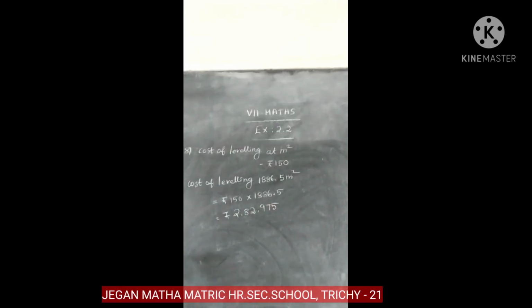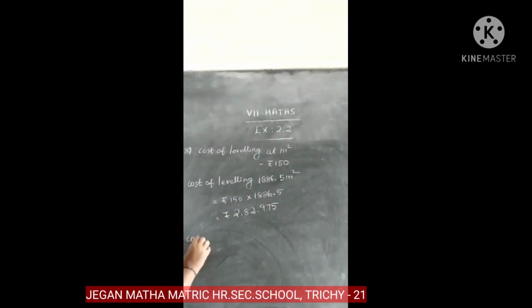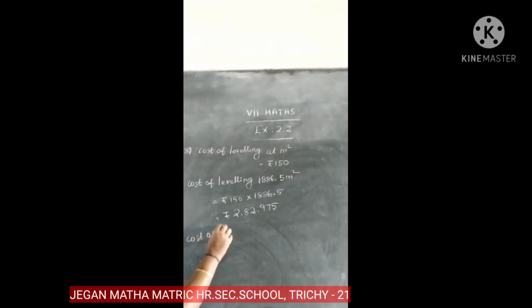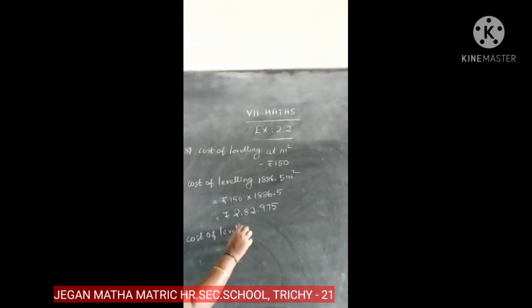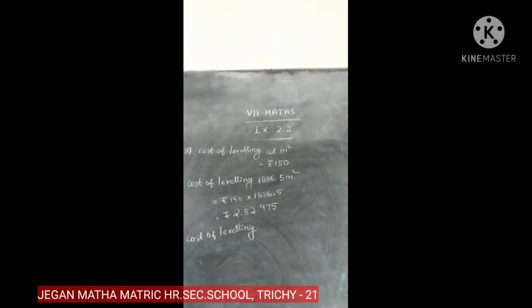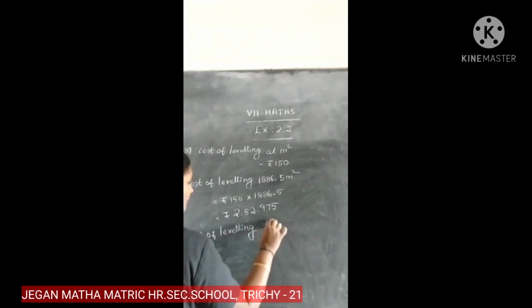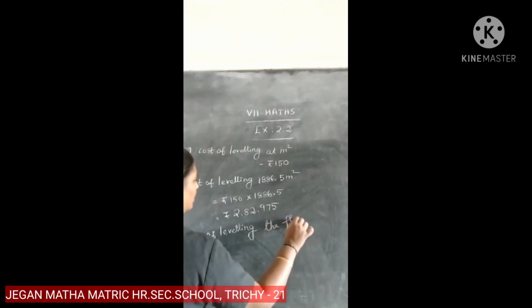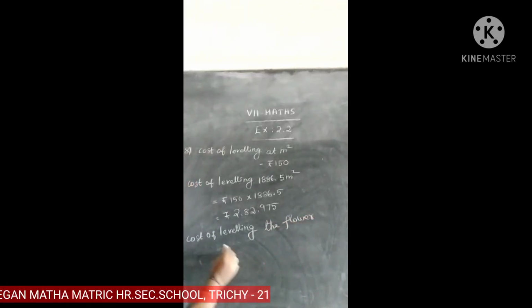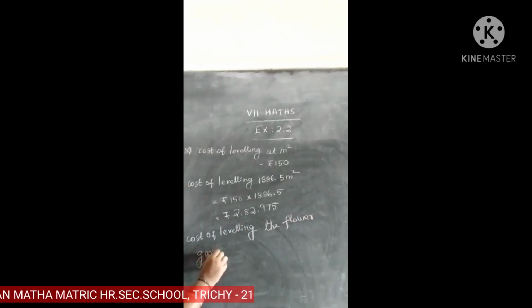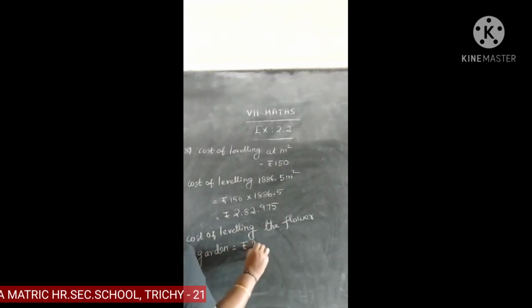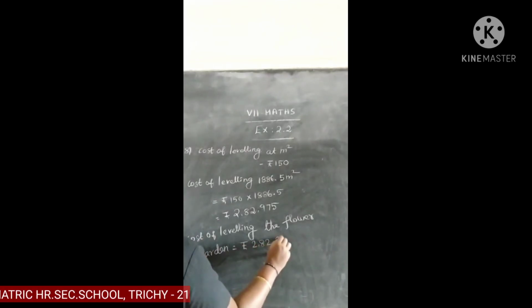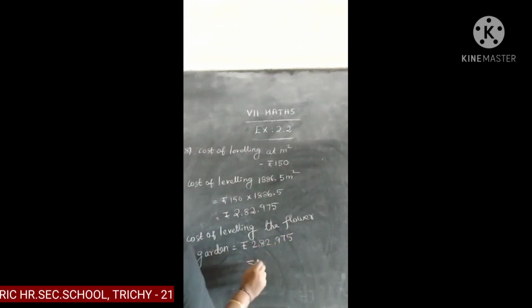So we write the solution. Cost of leveling the flower garden is equal to rupees 2,82,975. So this is the solution for the 8th one.